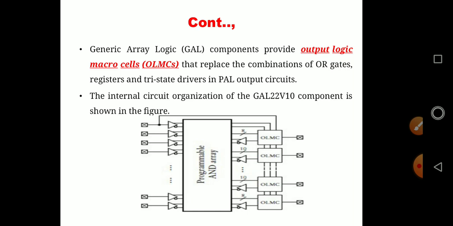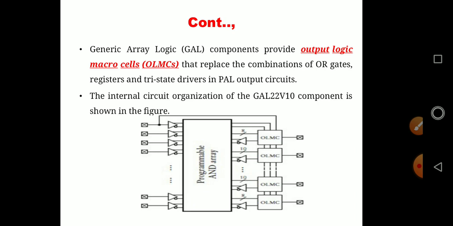Next one is generic array logic. As I already mentioned, there are different variants in the design which we have designed already. There are different variants in the diagram. So instead of that, generic array logic components are designed where output logic macro cells are replaced by the combination of OR gates, registers and tri-state drivers in the PAL output circuits.